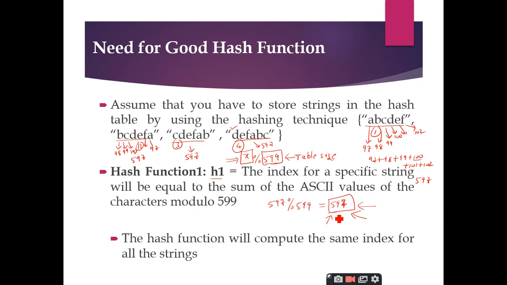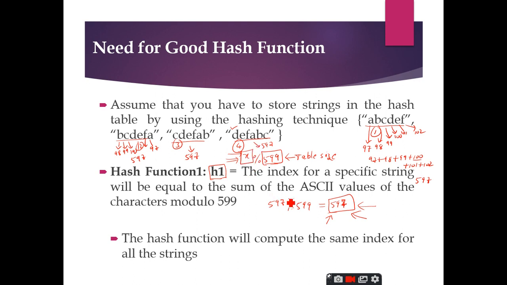We are getting collisions. A, B, C, D, E, F is pointing to 597. If I calculate the hash key for B, C, D, E, F, A, again I am getting 597, therefore it is a collision. And for C, D, E, F, A, B, again I am getting 597, this is another collision. Like that, this hash function which I am using, H1, is nothing but x modulo 599, but you should define this x also. I am defining this x in such a way that I just add the ASCII values of each and every character inside the string.